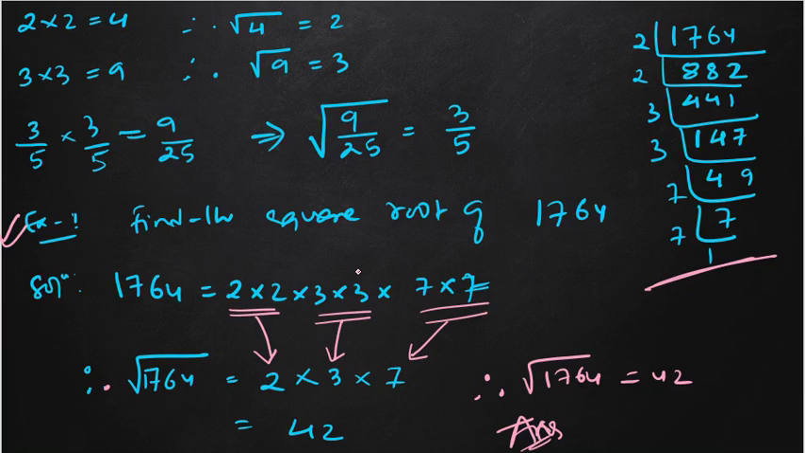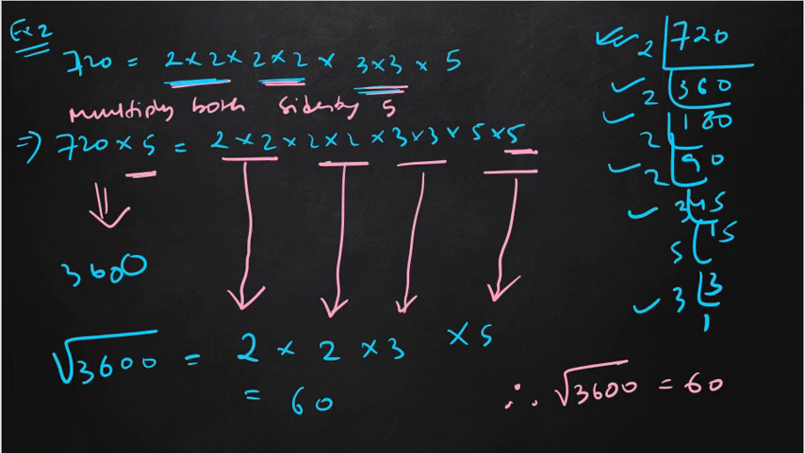Okay. If you see on page number 40, example number 2, it is very important. In example number 2, it is asked to find the smallest number by which 720 should be multiplied to get a perfect square. That means 720 is not a perfect square. Why is 720 not a perfect square? Because if you see the prime factors of 720, one 2 has a pair, another 2 also has a pair, 3 also has a pair, but 5 does not have a pair.